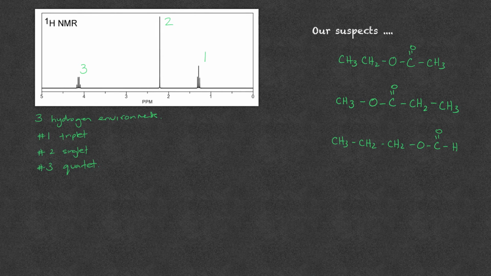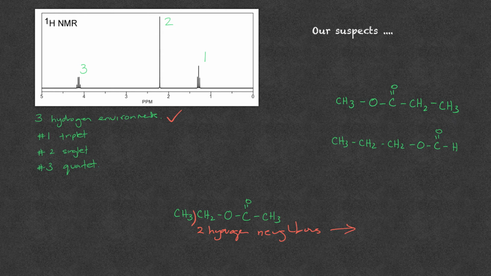We look at our suspects that we've got, and let's just look at each of them individually. So we can see that this has in fact got 3 hydrogen environments, so we can tick that. The first carbon has got 3 hydrogens on it, so that's 1 hydrogen environment. Next to it on the neighbouring carbon, there's 2 hydrogens. So that makes a 2 plus 1 triplet. So we've got the triplet, cool.